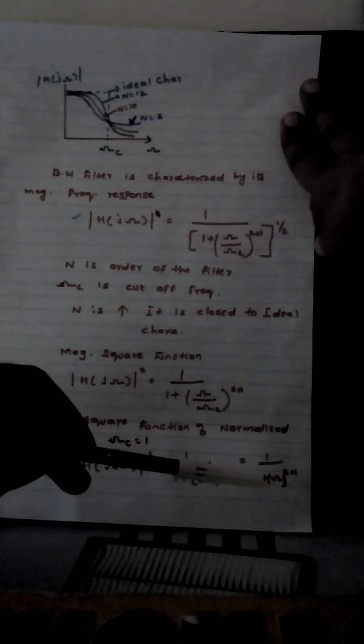In this expression, if you are designing for a normalized Butterworth filter, we have to consider omega c value to be equal to 1. So if you substitute omega c as 1, we'll get the expression 1 divided by 1 plus omega to the power of 2n.